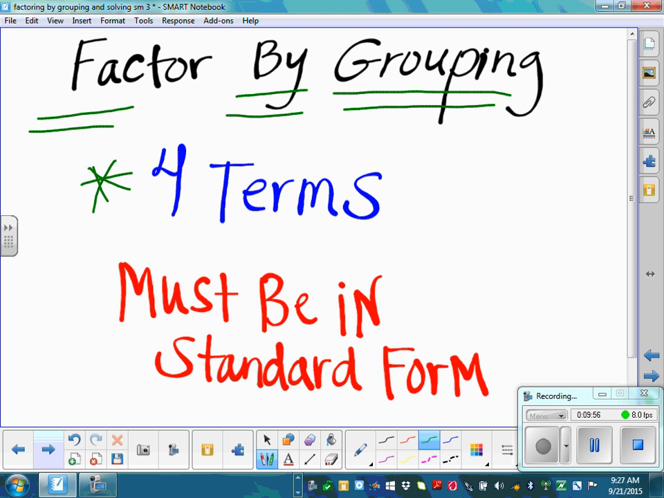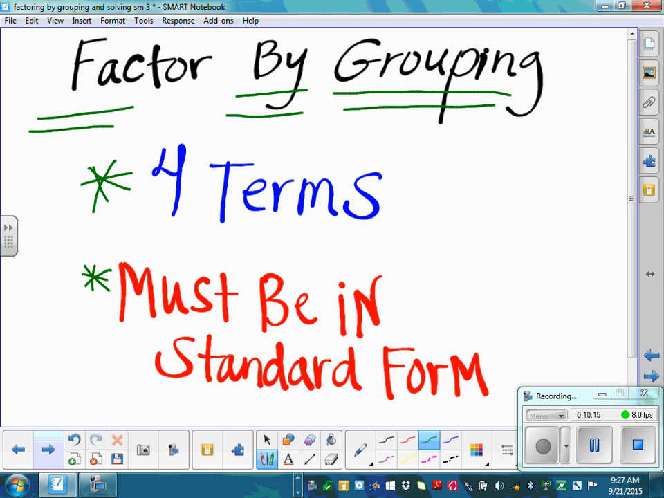Now understand, it must be in standard form. Remember, standard form means the highest degree, then the next highest degree, then the next, then the next. So if we have 4 terms, we're probably going to choose factoring by grouping. We'll always try it, but there's one thing you need to understand.